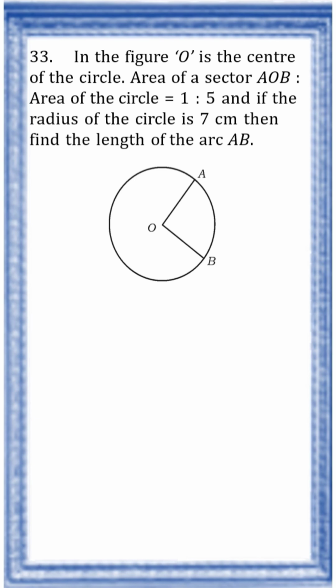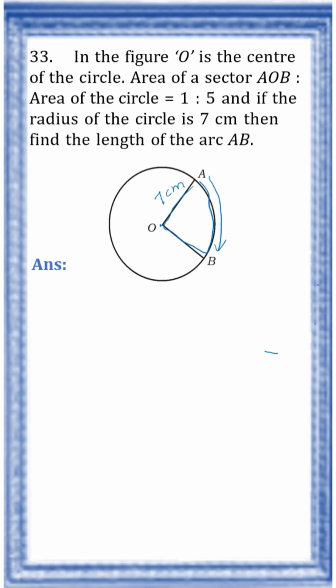Now let us solve the 33rd question, which is taken from the chapter Areas Related to Circles. In the figure, O is the center of the circle. The ratio of the area of sector AOB to the area of the circle is 1:5. Look at the figure also. If the radius of the circle is 7 centimeter, then find the length of the arc AB.